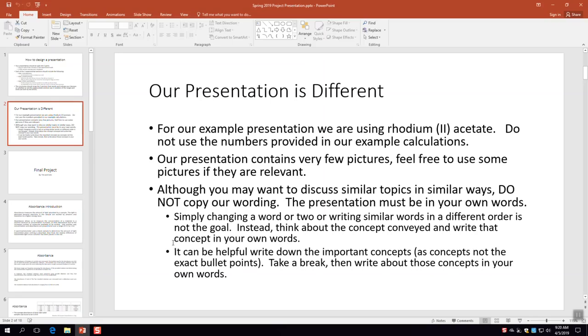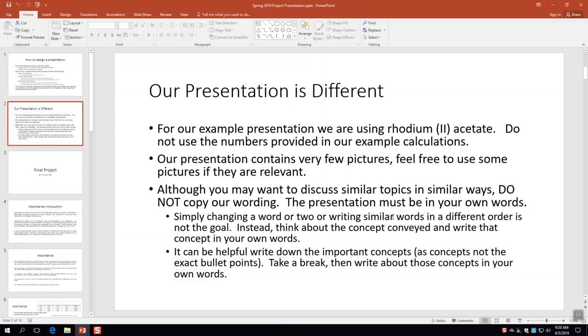So basically, if I were doing this, I would write down the concepts that are conveyed in a very short number of words, and then come back later and explain those concepts in my own words, so that I'm sure that I'm not copying the presentation that's given. All right, so that gives you a general idea of what we are doing here in our presentation.